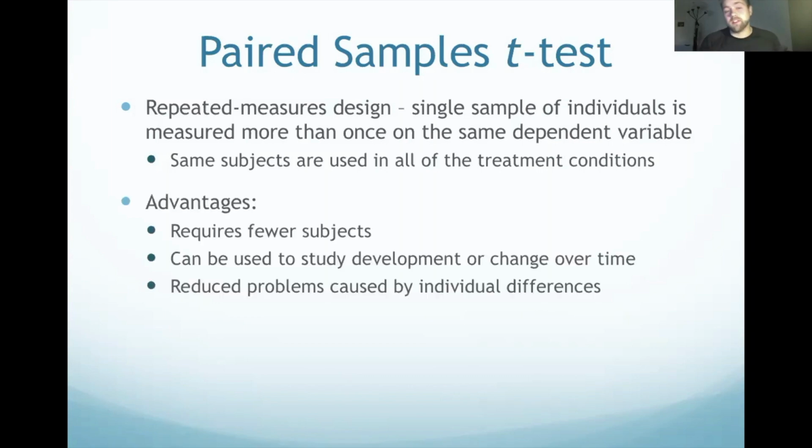Some of the advantage of this is that it obviously requires fewer subjects. Even just with the example I just used, if I wanted to compare you guys to a group of non-prep course people, I would need 120 students. But if I just had you guys take the test twice, then I could answer a really similar question with half of the students, right?